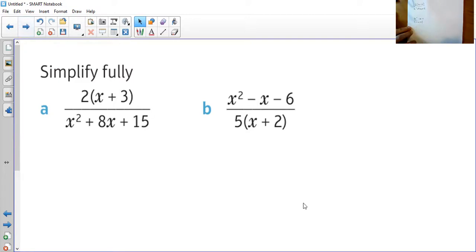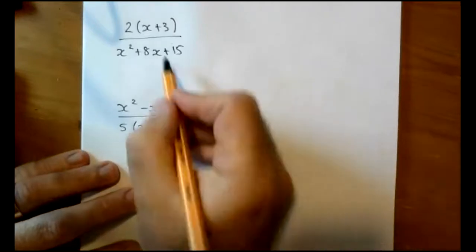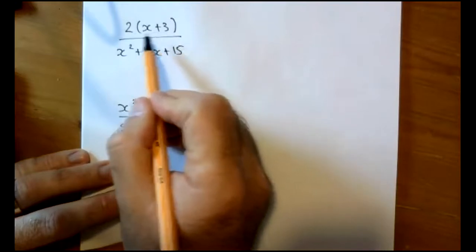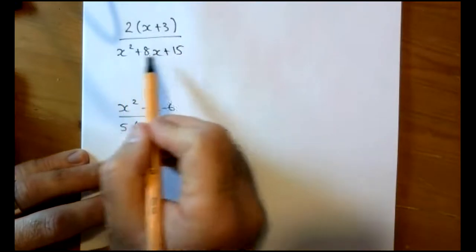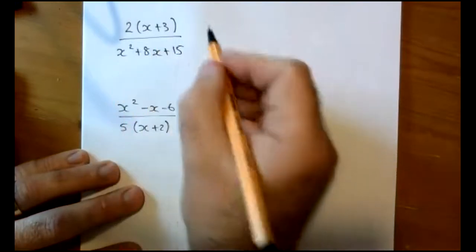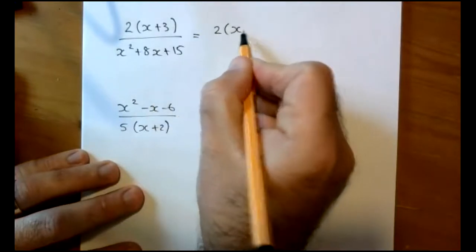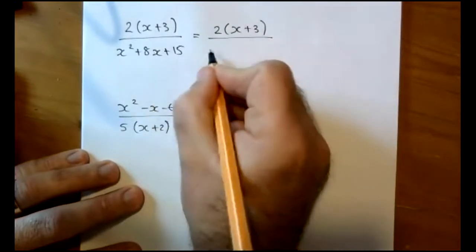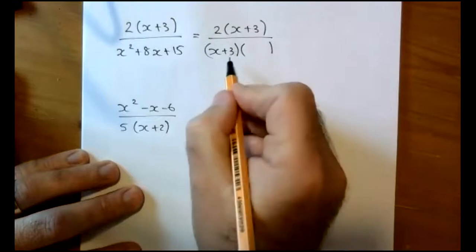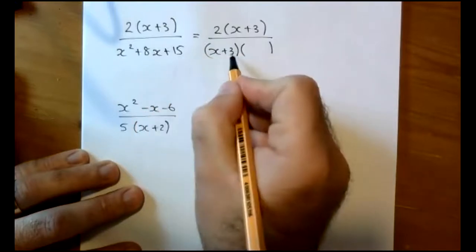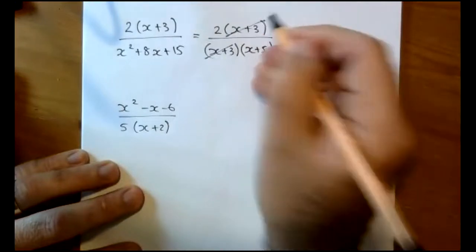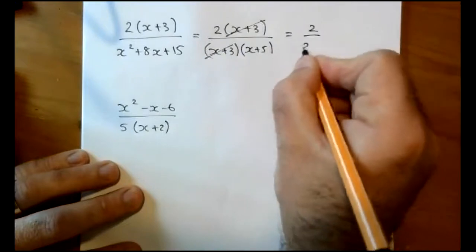Okay, so let's go through the answers. So whenever I see these questions and I notice there's an x plus 3 in a bracket on the numerator, that must be a factor of the denominator. Otherwise, there's nothing to cancel. So numerator stays the same. I know that x plus 3 must be a factor of the denominator. So I'm looking 3 multiplied by what gives me 15, and 3 plus what gives me 8, x plus 5. So now the x plus 3 brackets will cancel to give me 2 over x plus 5.